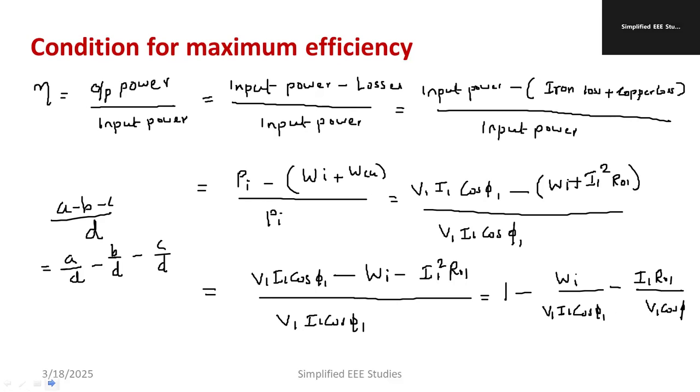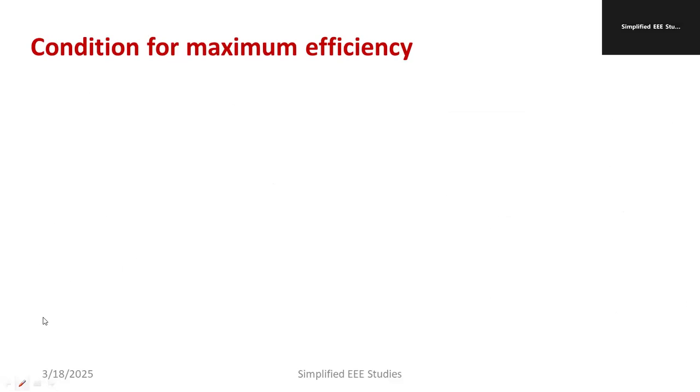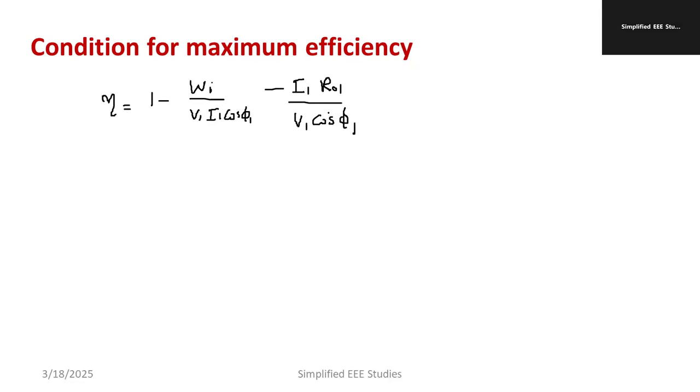Moving on to the next page, let me continue. We write efficiency eta equal to 1 minus Wi divided by V1 I1 cos phi 1, minus I1 into R01 divided by V1 cos phi 1. You can cross check again.